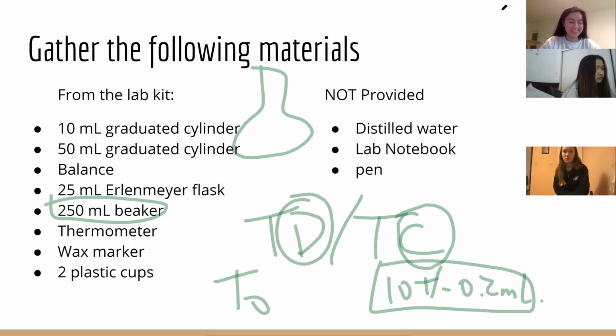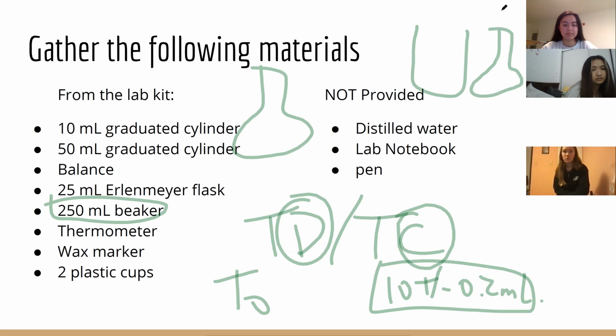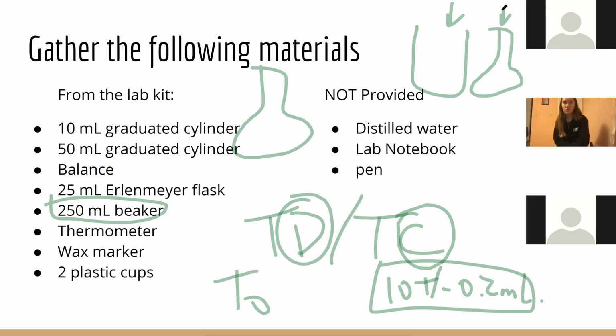I don't know. So if this is basically what a beaker looks like, and this is what a flask looks like, what's the difference? The volume? It's about the top. What's different about the top? One's bigger than the other.